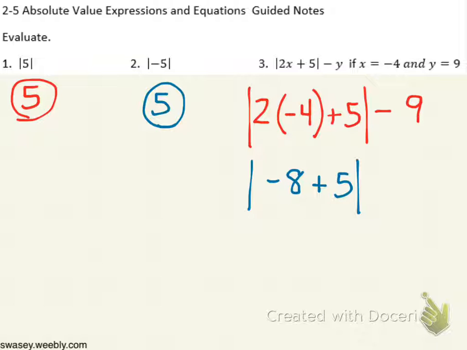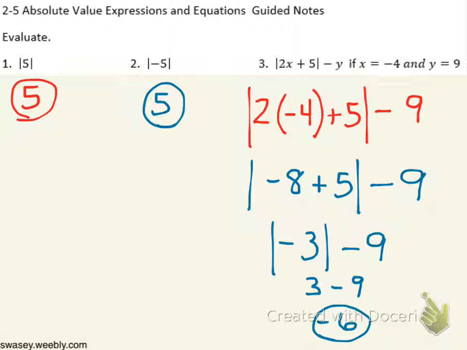So 2 times negative 4 gives us negative 8. Now negative 8 plus 5 gives us negative 3. Now we still haven't taken the absolute value, we just did all the stuff inside of it. Now to take the absolute value of negative 3, negative 3 is 3 units away from 0 on the number line. So the absolute value of negative 3 is positive 3. Now we have 3 minus 9. 3 minus 9 gives us negative 6.